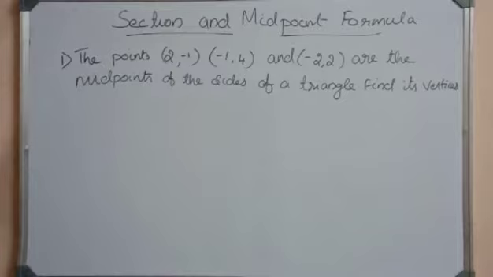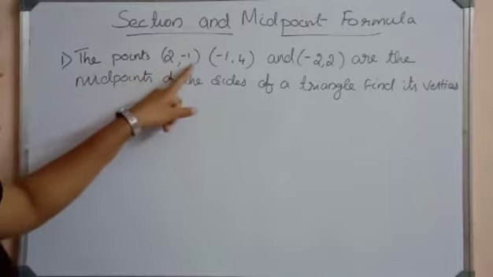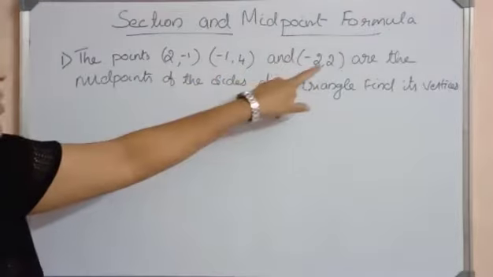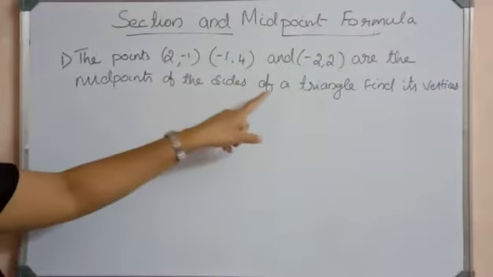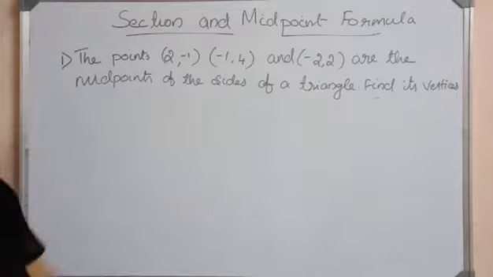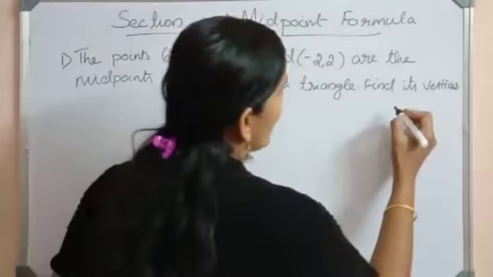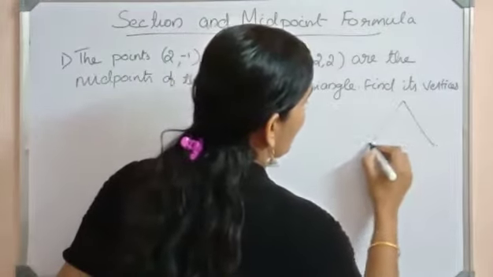Look at the first question. The points (2, -1), (-1, 4) and (-2, 2) are the midpoints of the sides of a triangle. Find its vertices. First, let's draw a triangle ABC.